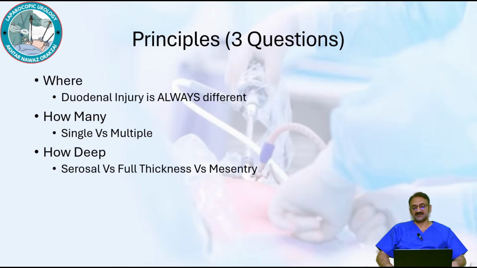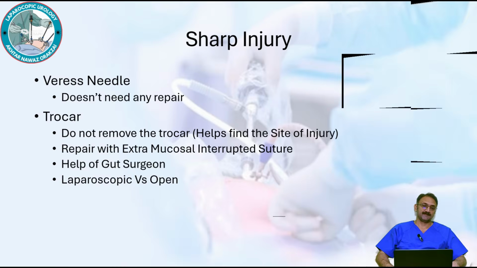Then how many injuries are there? Is it a single injury at a single point, or are there multiple injuries involving different segments of the gut? And then you have to see how deep that injury is. Is it serosal? Is it full thickness injury? Or is there injury to the mesentery leading to ischemia of that portion of the gut? So those 3 questions are important.